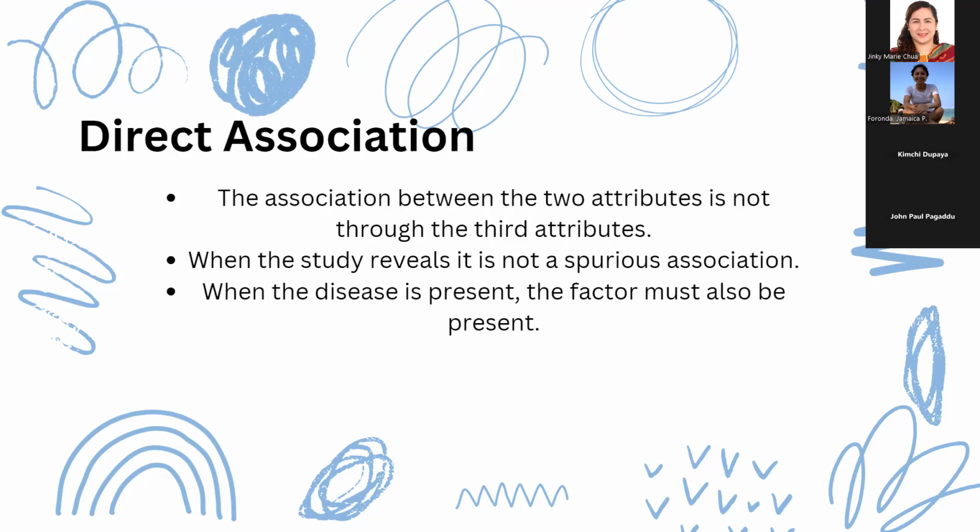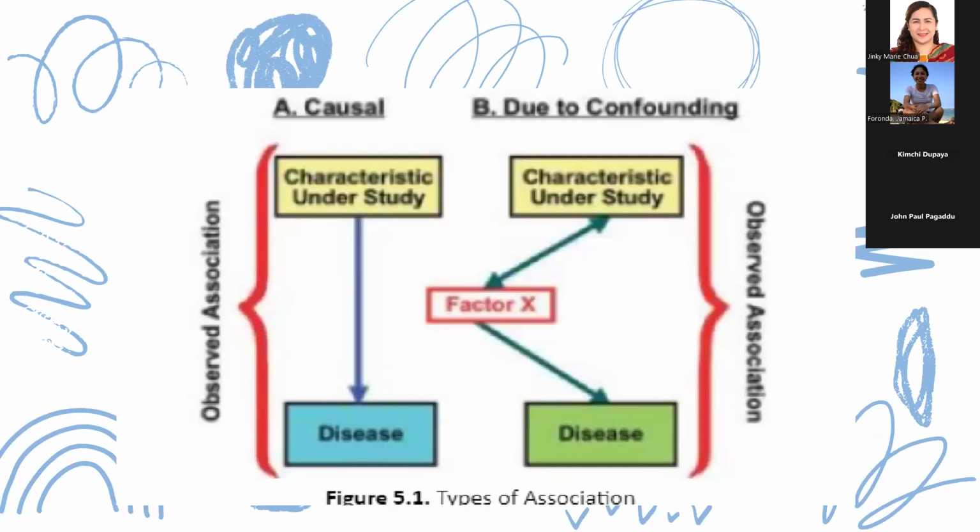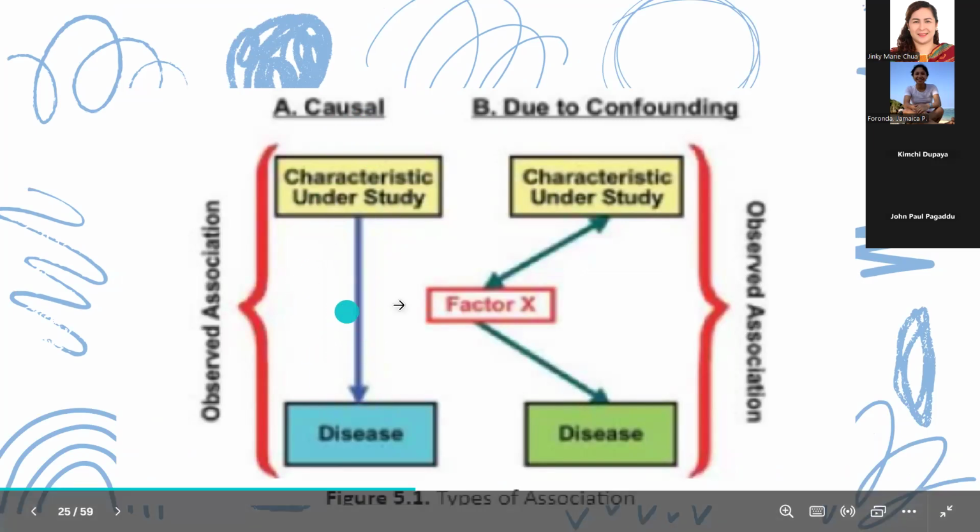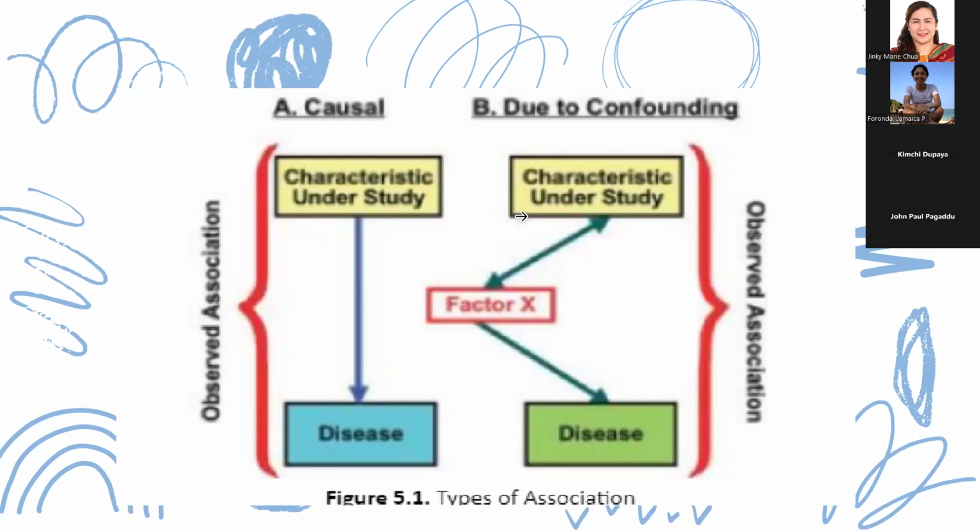kapag yung ating dalawang variable ay may direct na ugnayan sa isa't isa. So wala siyang third variable. So dito sa figure na to, itong ating A, yung causal, siya yung direct association kasi walang nag-exist na third variable. While itong B, makikita natin may third variable siya kaya due to confounding.